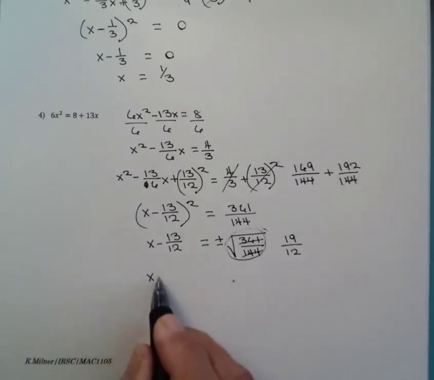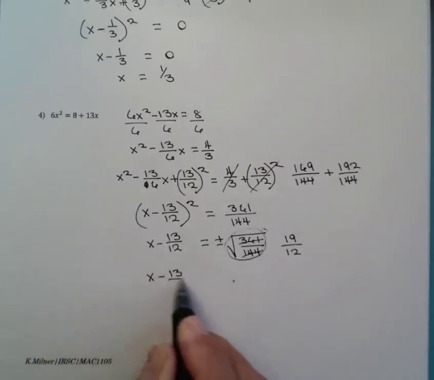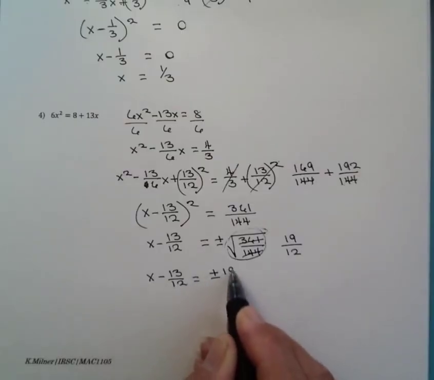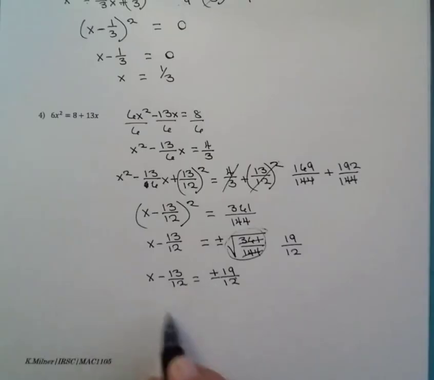So what have I got? X minus 13/12 is equal to plus or minus 19/12. Okay, so now let's add 13/12 to both sides.